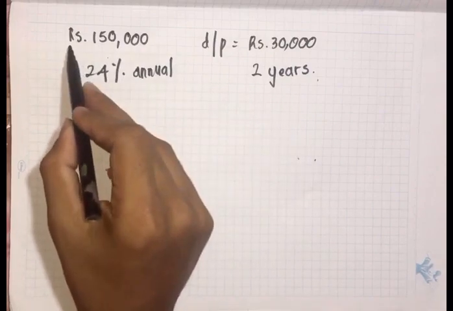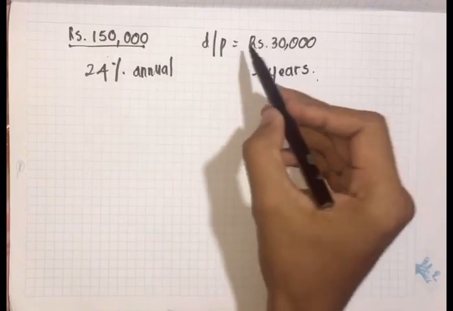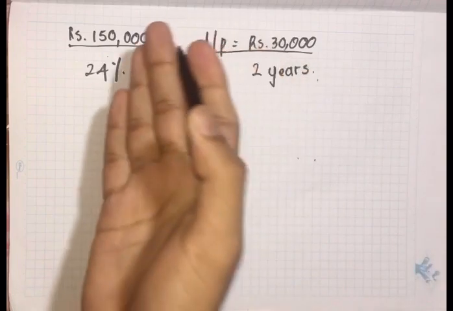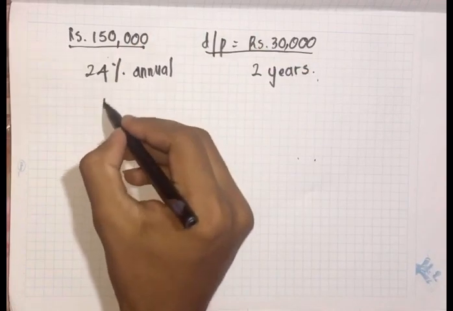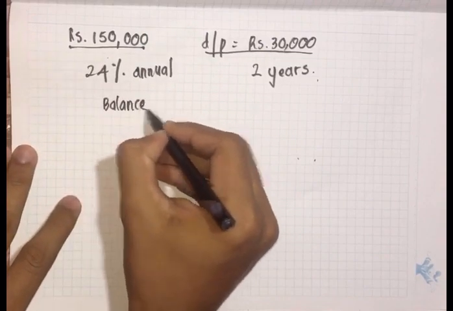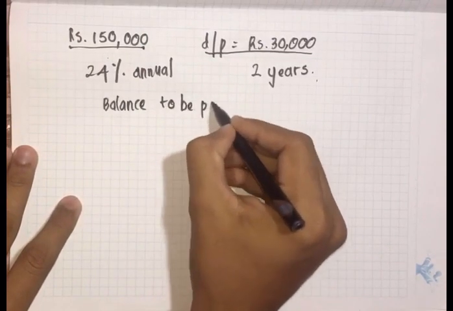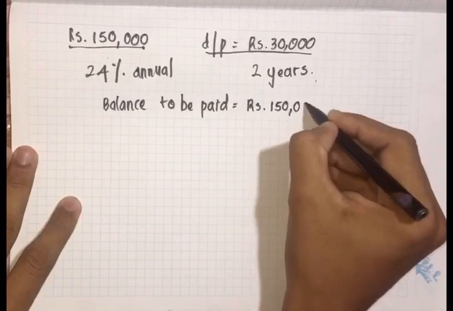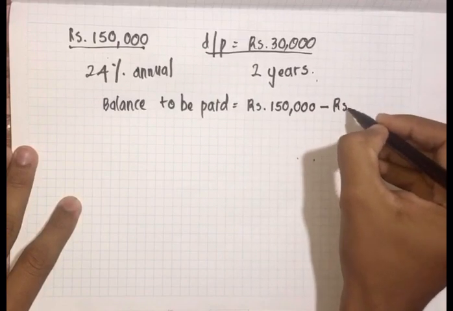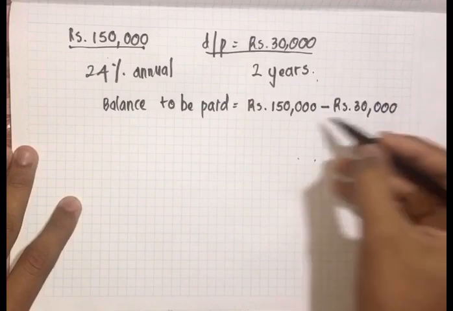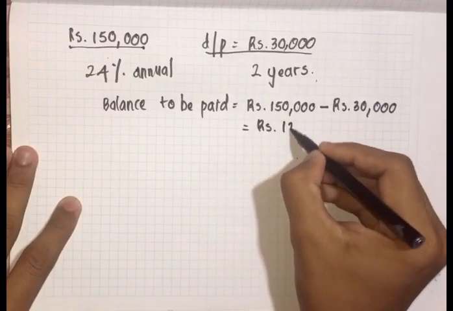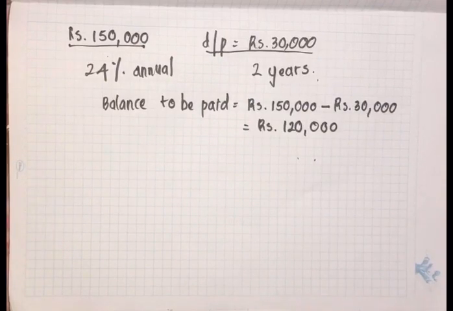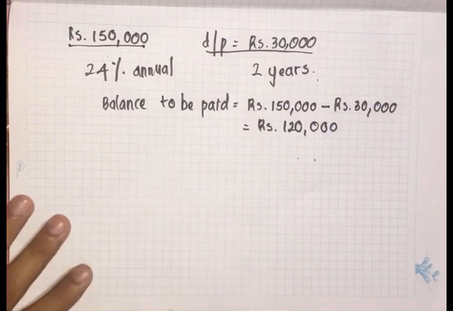First, how do you find it? The price of the bike is 150,000, and he is making a down payment of 30,000. Therefore you have to find the balance, how much you have to pay finally. So the balance to be paid is 150,000 minus 30,000, which gives you 120,000. Is that clear?